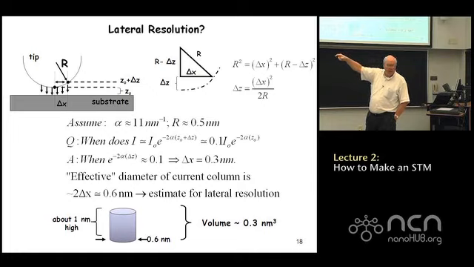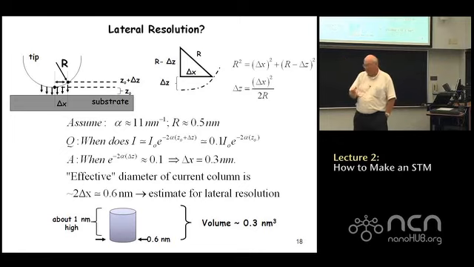You can do some simple geometry. I sketch out the arithmetic. I think everyone can follow it through, but the answer you get at the end of the day is about 0.6 nanometers, or 0.3 nanometers on either side of the apex atom. That's where most of the tunnel current is located. And so you typically say that the resolution of an STM is on the order of, let's say, half a nanometer.